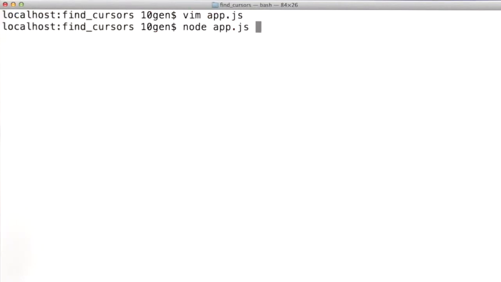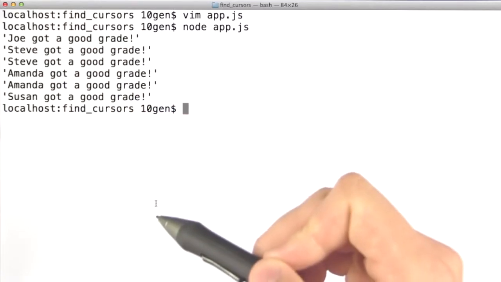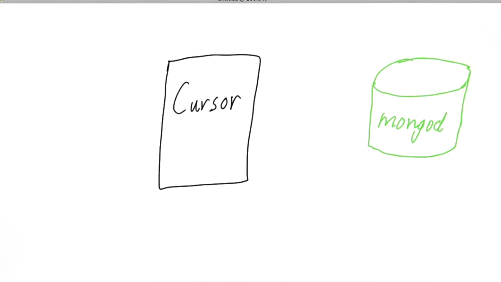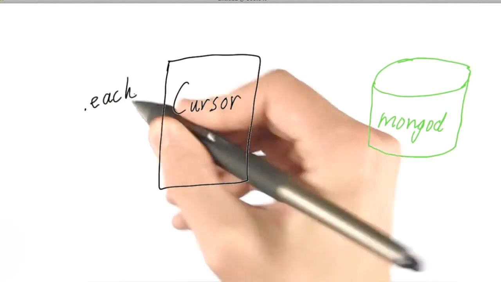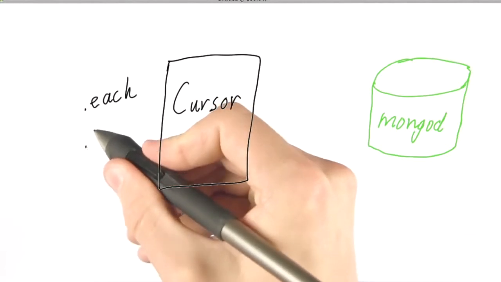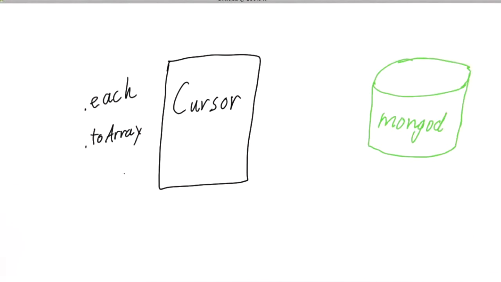Alright, so now let's just run this, and we can actually see a little message for all the students that got a good grade. So there's one more thing that I wanted to mention about cursors. If you remember, I was talking about the fact that when you make the cursor, it doesn't actually query the database. When you make the cursor, you're actually just creating an object that describes your query, and nothing has actually happened to retrieve any data. So it's actually only when you call a method like .each on the cursor or .toArray that the cursor actually has to perform the query.